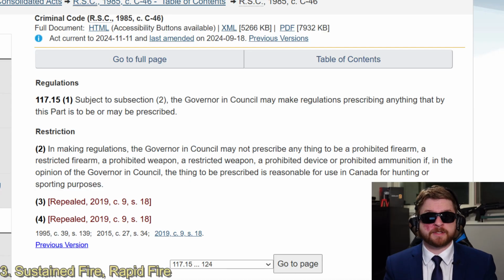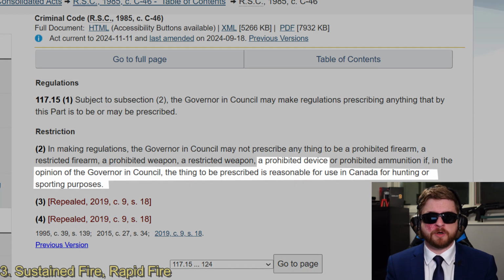Even though there are more sensible ways to handle the issue of magazines, that, in and of itself, doesn't require the government to pursue those options. However, there is one thing that does, and that's the statutory powers which are supposedly being used here to ban firearms under Section 117.15 of the Criminal Code.